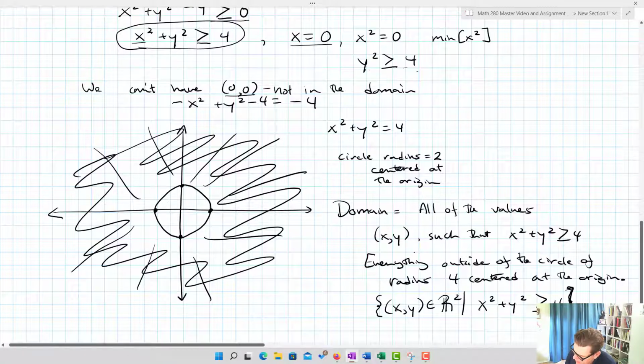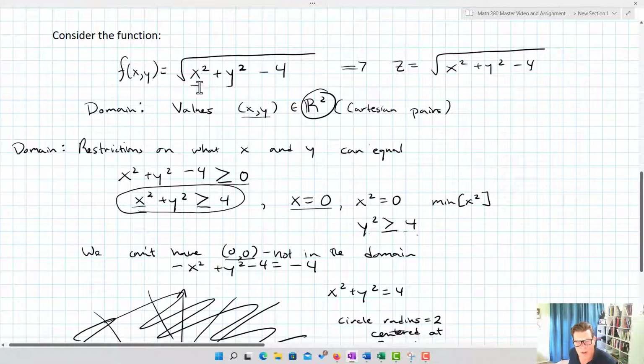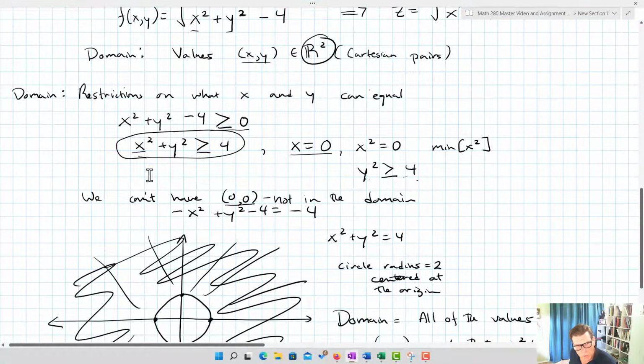Okay? And so that's our domain. Does that make sense? Let's see. We want to look at this. We say, okay, well, I need x squared plus y squared minus 4 to be greater than or equal to 0. So that's what I did. I set it up to be greater than or equal to 0. And then I get that x squared plus y squared is greater than or equal to 4, just by adding the 4 to the other side.